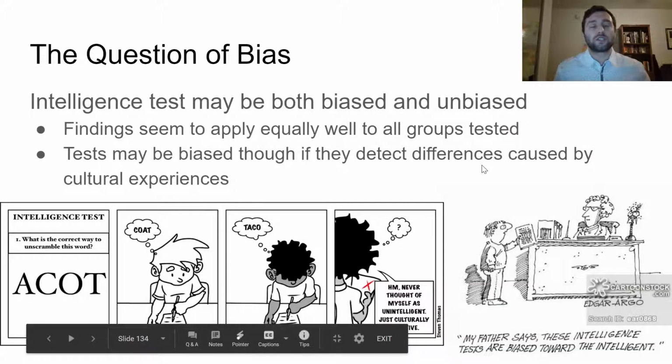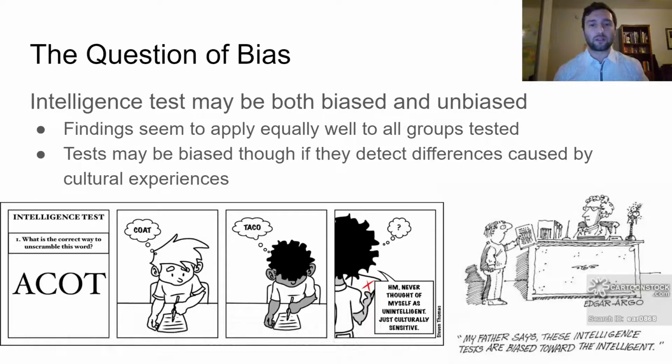So there's also questions of bias, right? This is an important thing to think about, and something that is still being debated, I don't want to say it's a hot topic, but how this should be addressed as far as intelligence tests and aptitude tests go in general.